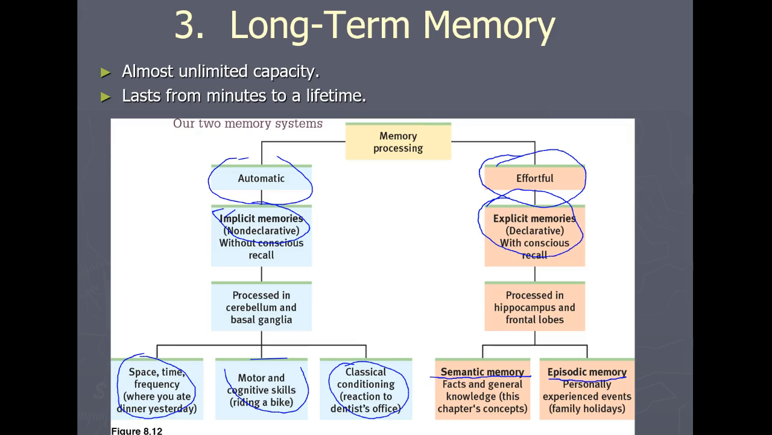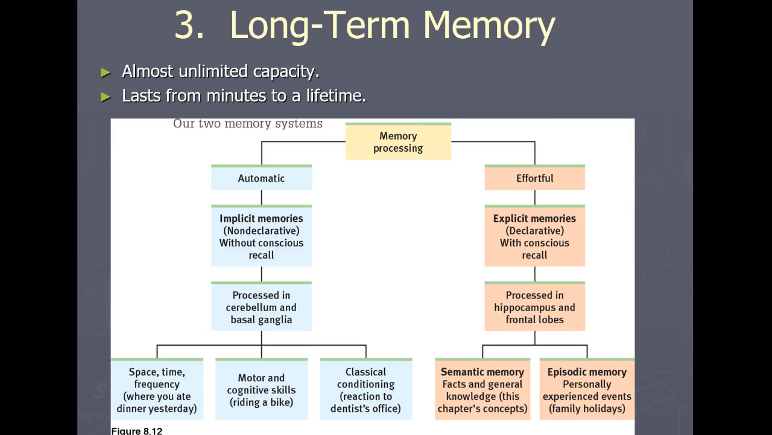It can last potentially a lifetime. A little bit later, we'll talk about why we sometimes have difficulty retrieving information that's in long-term memory. But this is a very large capacity. We're not even sure exactly how much information we can store in here.